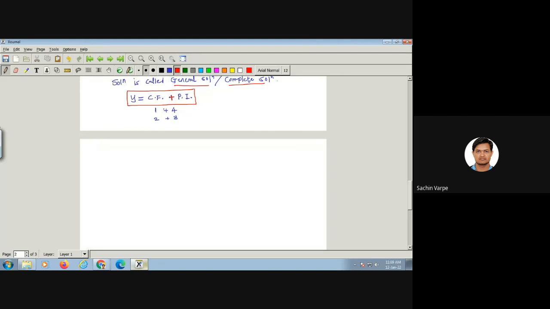Both of these are the solutions, we can say sub solutions. One is the complementary function and the other is the particular integral. Both are the sub solutions. So let us find these two sub solutions, then their sum will be the required general solution or the complete solution. Isn't it? So let's start with the first, the complementary function.